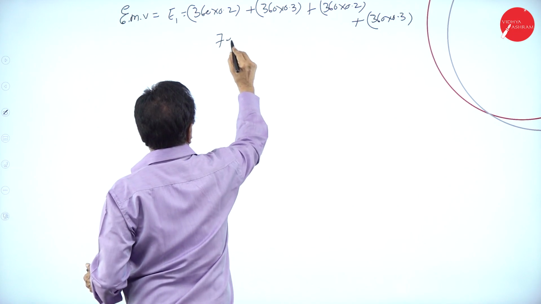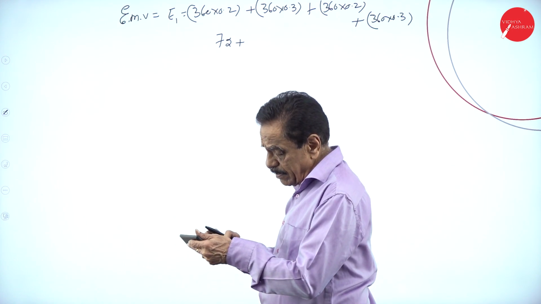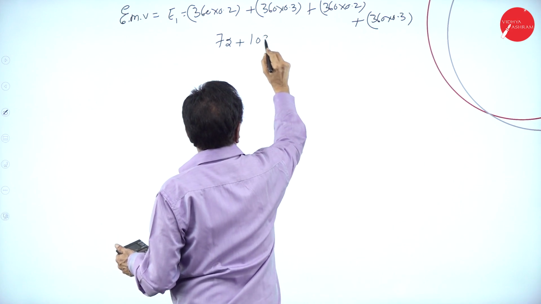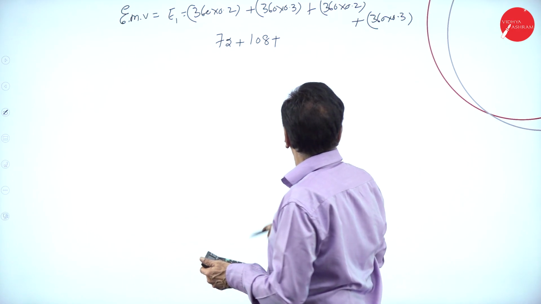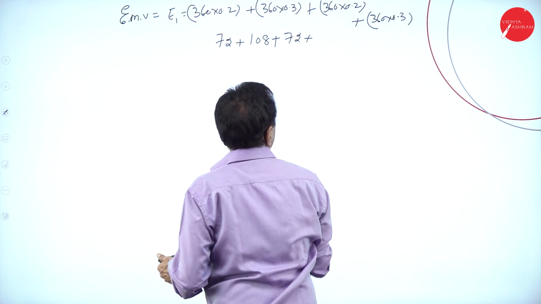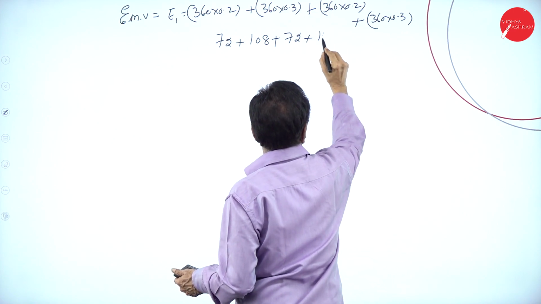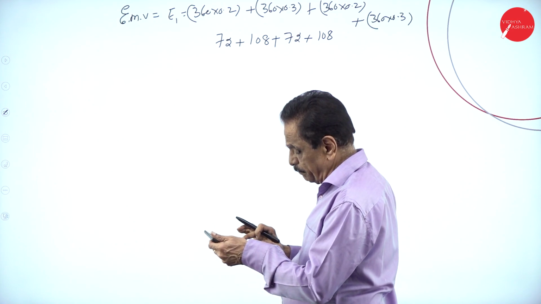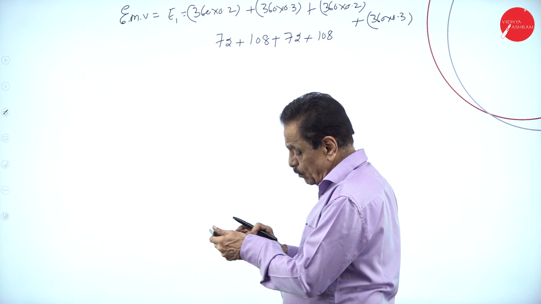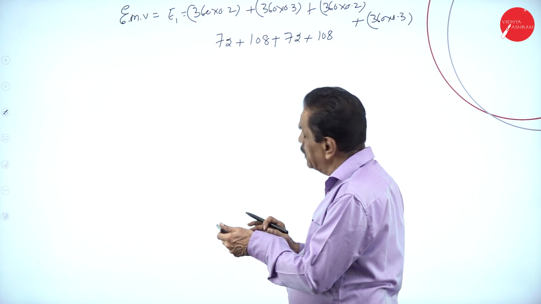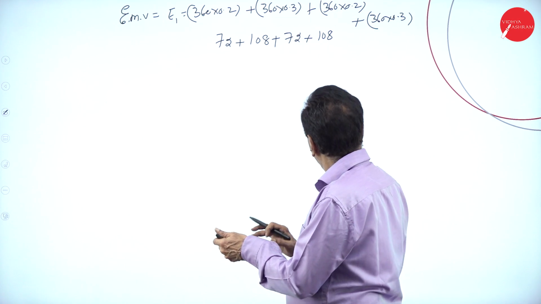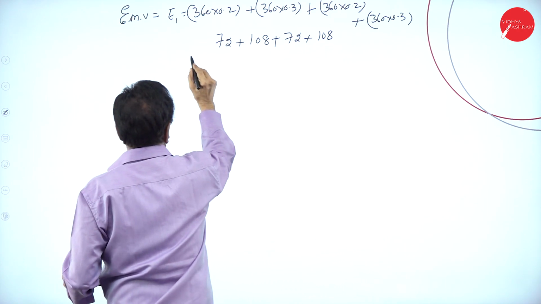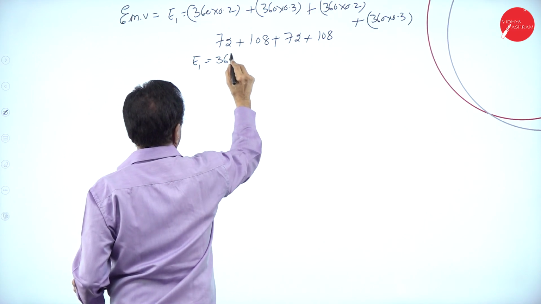360 into 0.2, 72. 360 into 0.3, 108. 360 into 0.3, 108. 360 into 0.2, 72. So add the figures: 72 plus 108 plus 72 plus 108, 360. A1 is equal to 360. This is your A1.